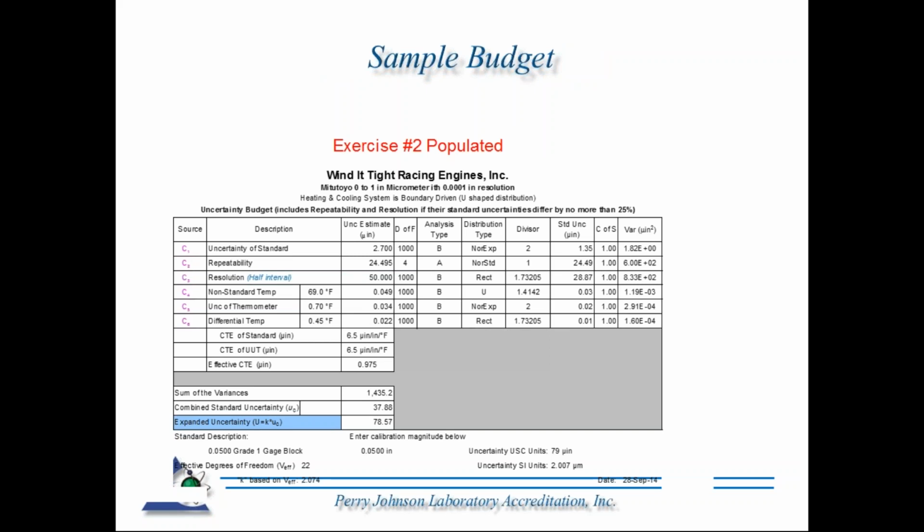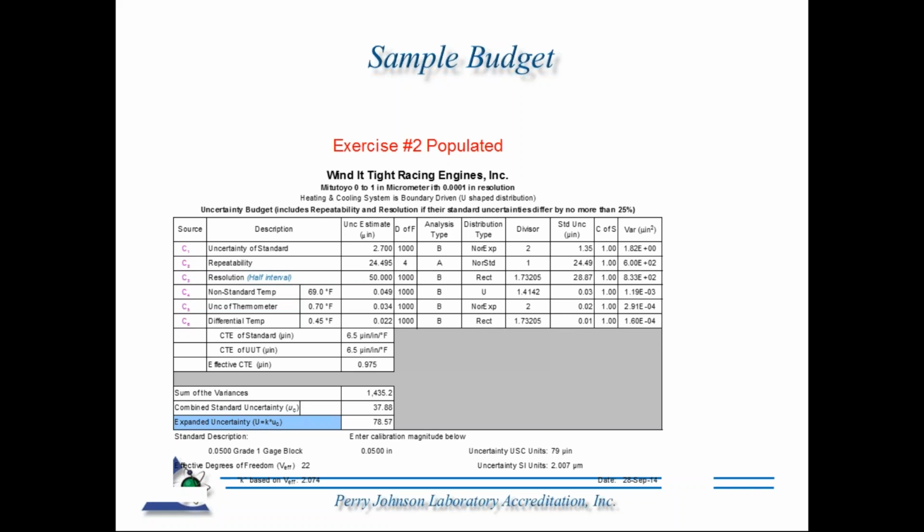Right, I did pull from my archives samples of some uncertainty budgets. Here we have a sample of a dimensional micrometer uncertainty budget. And you see on this one, we have those big three I refer to: the uncertainty of the standard, the uncertainty of the repeatability, and the uncertainty due to limited resolution. We also have that non-standard temperature, where we're talking about temperature gradients.